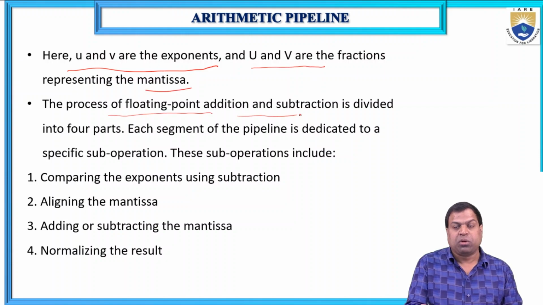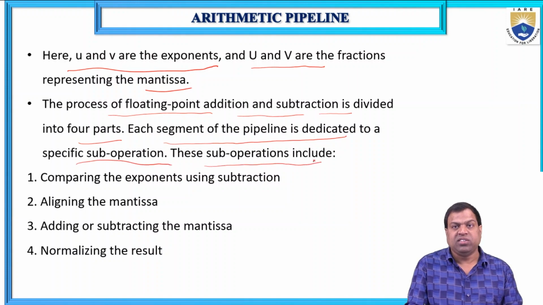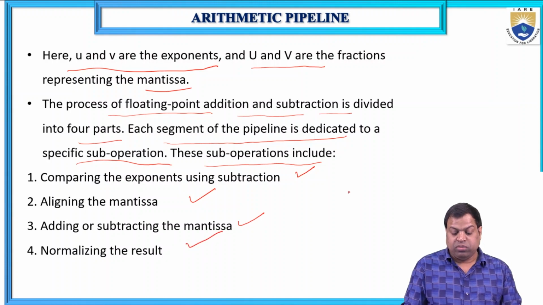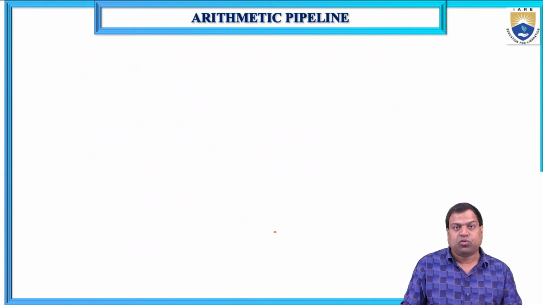The process of floating point addition and subtraction is divided into 4 parts. Each segment of the pipeline is dedicated to a specific sub operation, and these sub operations include: compare the exponents using subtraction, align the Mantissa, add or subtract the Mantissa, normalize the result. In the exam, if you get any question like addition and subtraction or an arithmetic operation using pipeline with floating point numbers, definitely we have to follow these 4 conditions. Compare the exponent using subtraction, align the Mantissa, add or subtract the Mantissa, and normalize the result. So we have to follow these 4 rules.